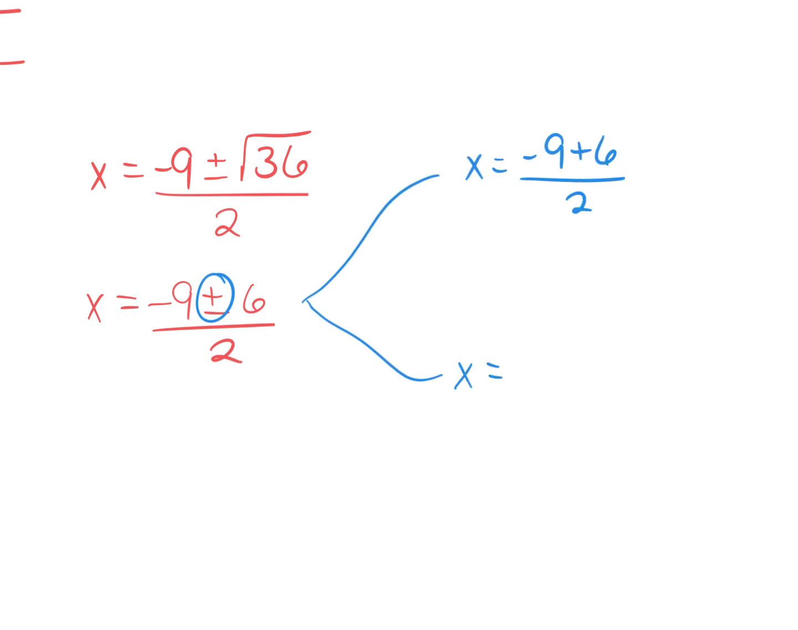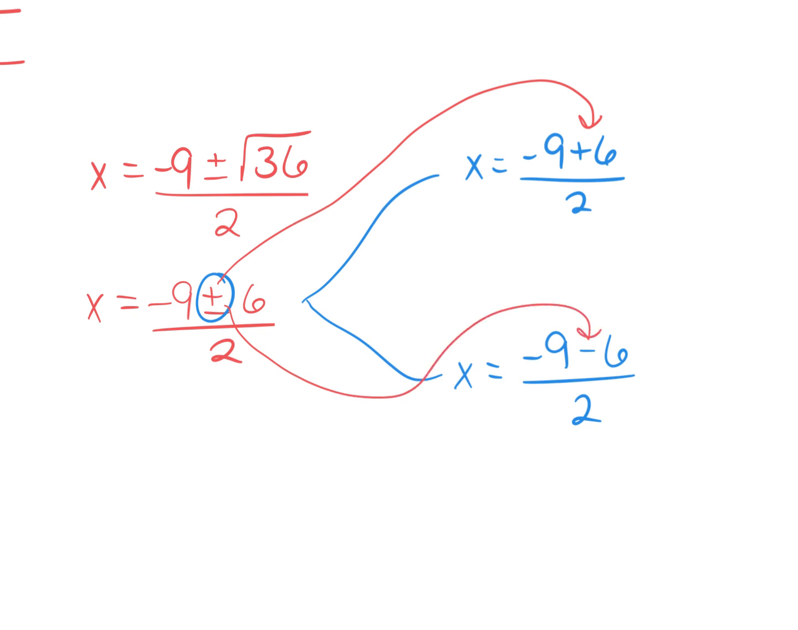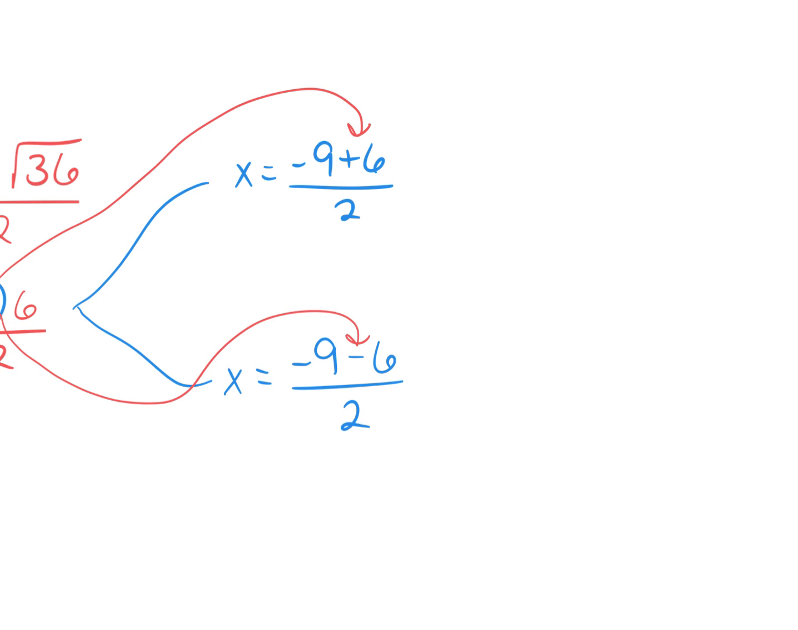What's the bottom option? Negative 9 minus 6 divided by 2. See what I did there? This plus or minus right here is turning into two different options. So now we just solve both of them. The top one, negative 9 plus 6 is negative 3, divided by 2. Can I simplify that? No. You can write that as a decimal or a fraction. I do not care. What's negative 9 minus 6?